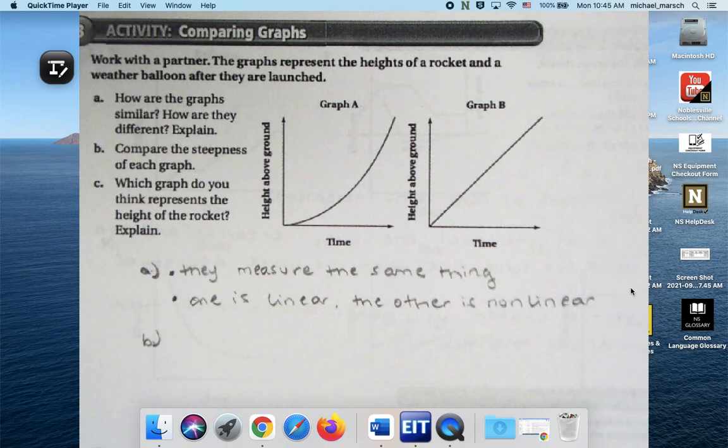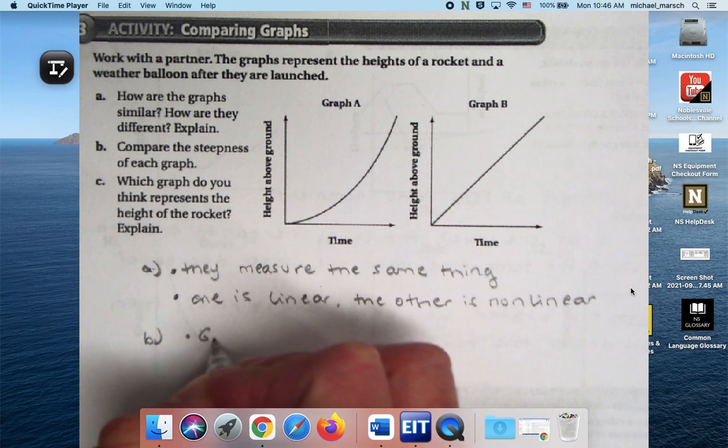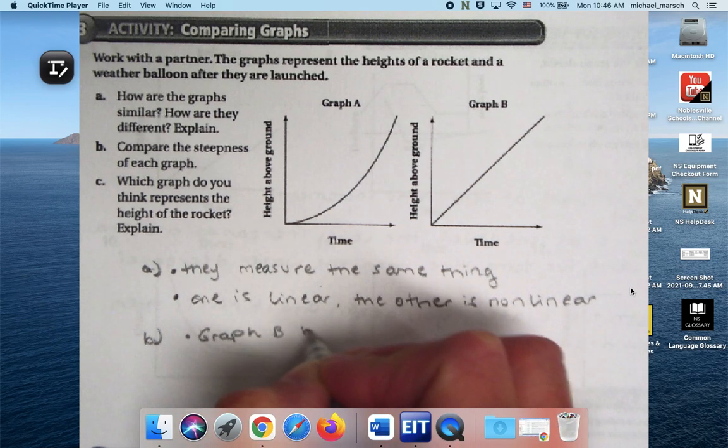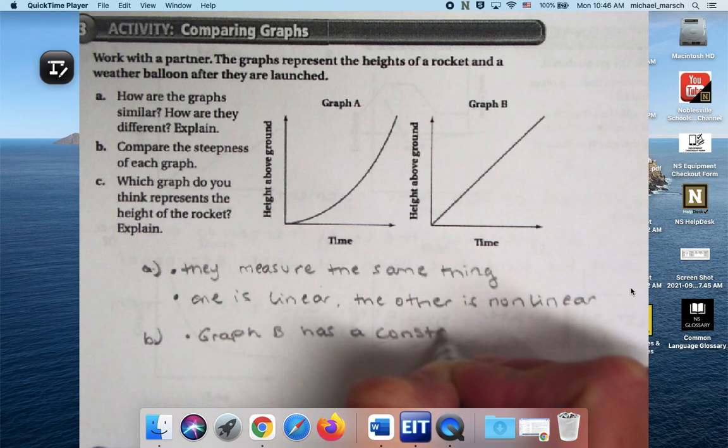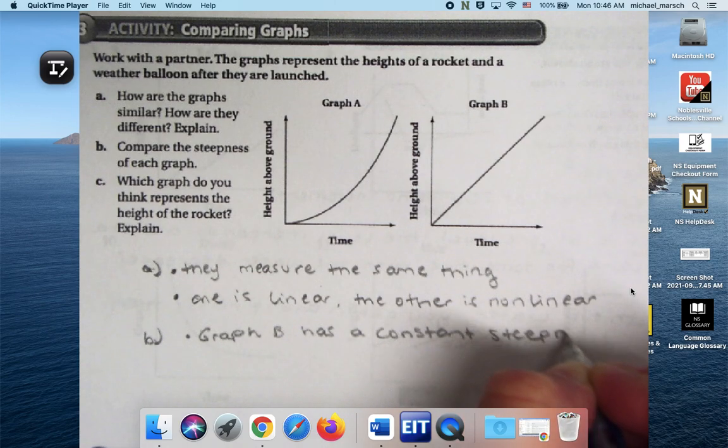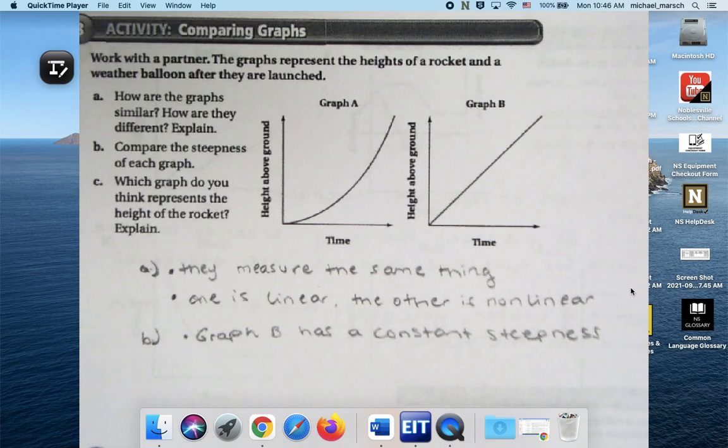Okay, compare the steepness. So what do we see here with the steepness of these graphs? What do you notice visually? Nothing? They're exactly the same? Hmm? We're going up. They're both increasing. Okay. Are they both at constant rates? No. Sure aren't. Nope. So graph B has a constant steepness, right? Graph A clearly doesn't. It curves.